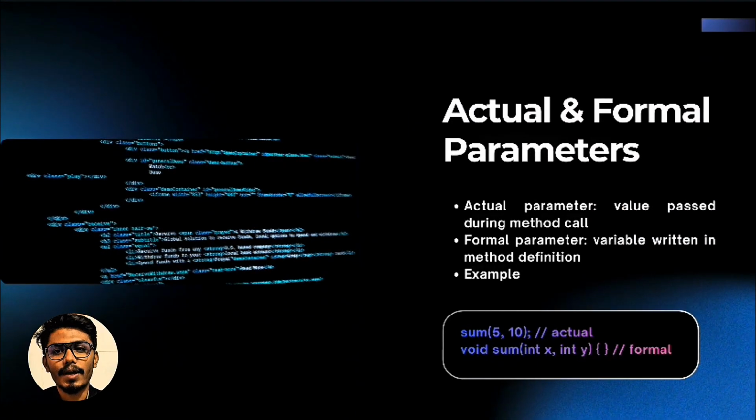Parameters play a very important role in methods. Formal parameters are variables that are written inside the method definition. They act as placeholders. Actual parameters, on the other hand, are the real values that we pass when we call a method. For example, in sum(5, 10), the numbers 5 and 10 are actual parameters, while the variables inside the method definition are the formal parameters.